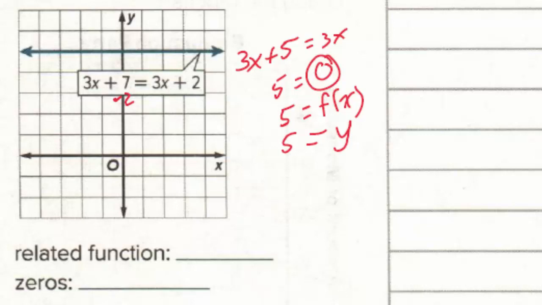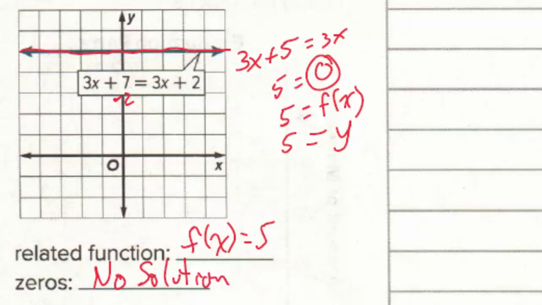And if you remember, that's actually going to create a horizontal line, which you can see it clearly creates. So the equation here would be f of x equals 5. And you'll notice that it doesn't cross the x-axis anywhere. So what are the zeros? Well, we would say there is no solution. Or you could also use the empty set or the null set symbol as well.